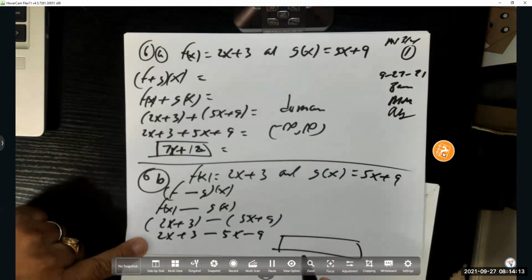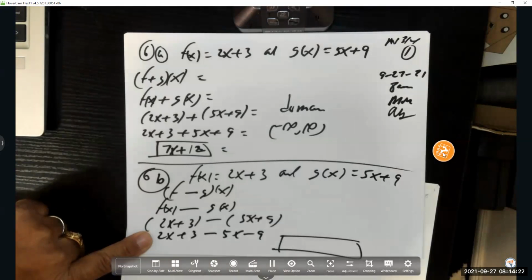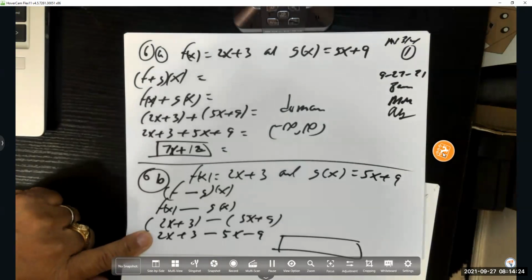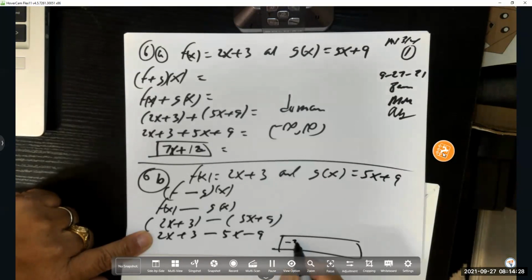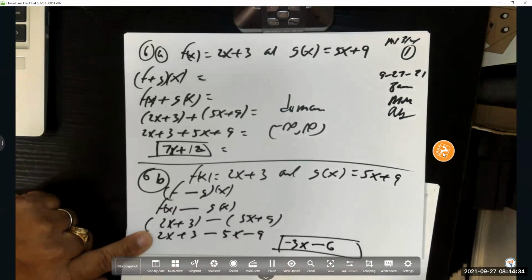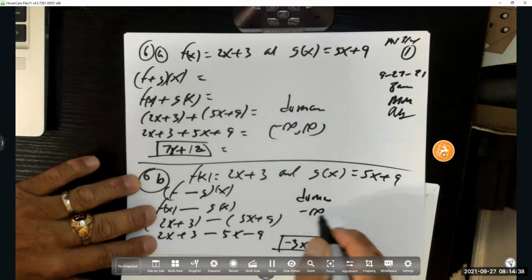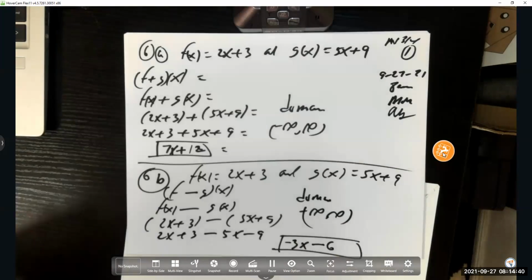Go ahead, tell me the answer in the box. It's negative 3x and minus 6, like that, 2 minus signs. Yeah, this would be minus 3x and that'll be minus 6. That's right. And domain, generic answer again. Generic minus infinity to infinity. That's it. Go down with that one.